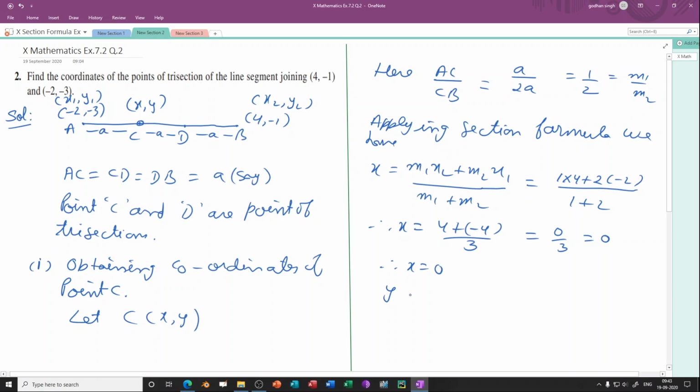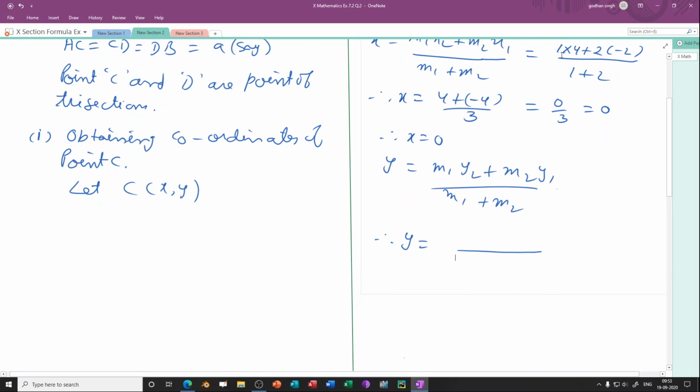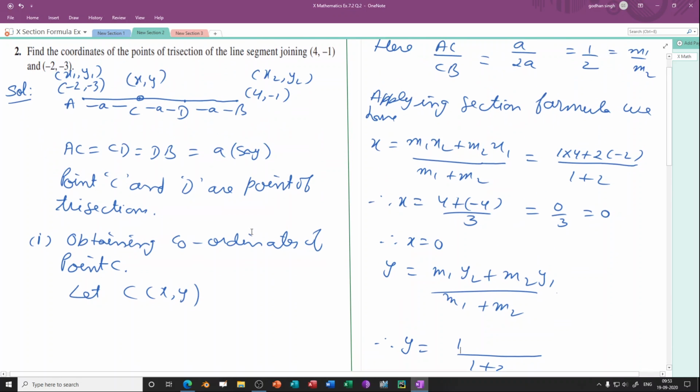Now let us find the value of y. y equal to, first we'll write down the formula, m1 into y2 plus m2 into y1 over m1 plus m2. Therefore y equal to, what is our m1? m1 is from here 1 and m2 is 2. So that is what we'll put here, 1 plus 2. m1 is 1 into y2. What is y2? That is the y coordinate of point B. So here we can see that is minus 1.